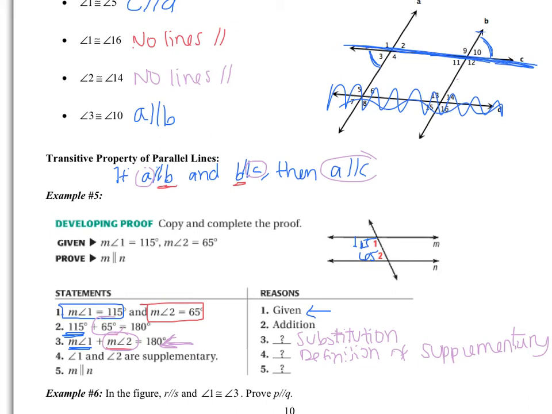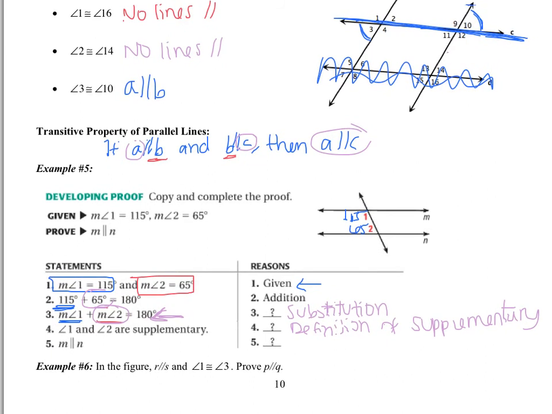And then the last one is that M is parallel to N. Well, angles 1 and 2 are consecutive interior angles. We know that if the consecutive interior angles are supplementary, the lines must be parallel. So for our reason, we can say consecutive angles supplementary. That proves that the lines are parallel. I know that was confusing, so we're going to do one more together.